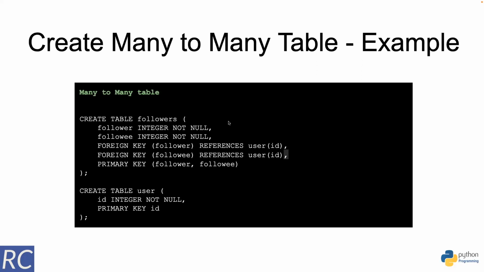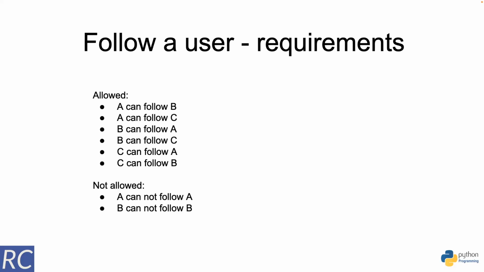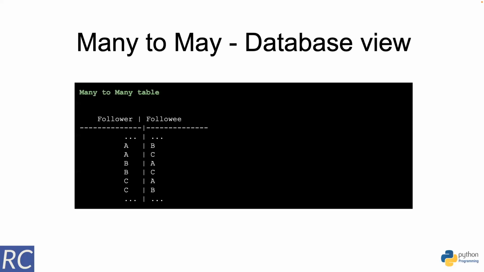Now, if you remember the requirement, allowed is fine, but what about not allowed? A cannot follow A, and B cannot follow B. This is something that we will be restricting from the application. But I want to ask this question. If A is following B, do you think the database should ever support A following B again? Which means in this table, the first record, A and B, do you think this should be repeated ever?